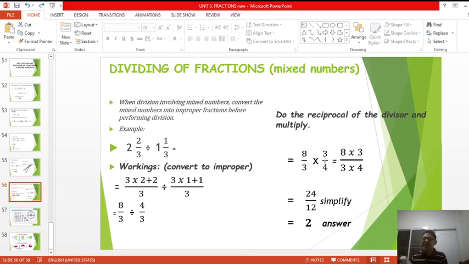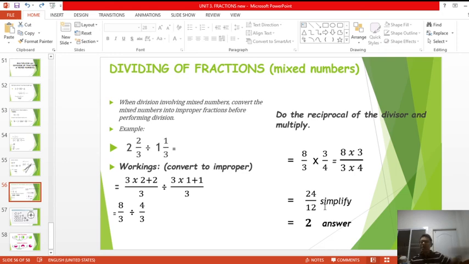Okay, now you already have the multiplication. It's now easier than you think. Just multiply the numerators. 8 times 3 is 24. Then multiply the denominators together. 3 times 4 is 12.